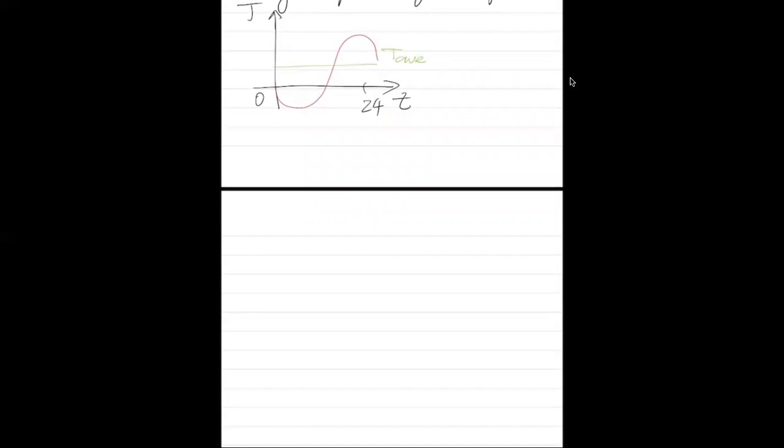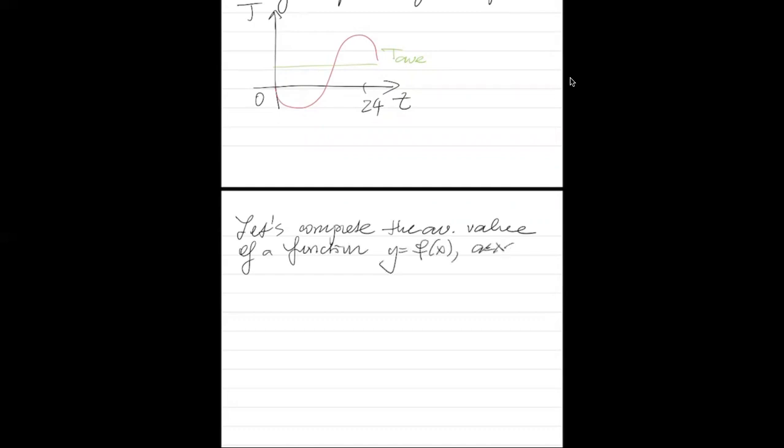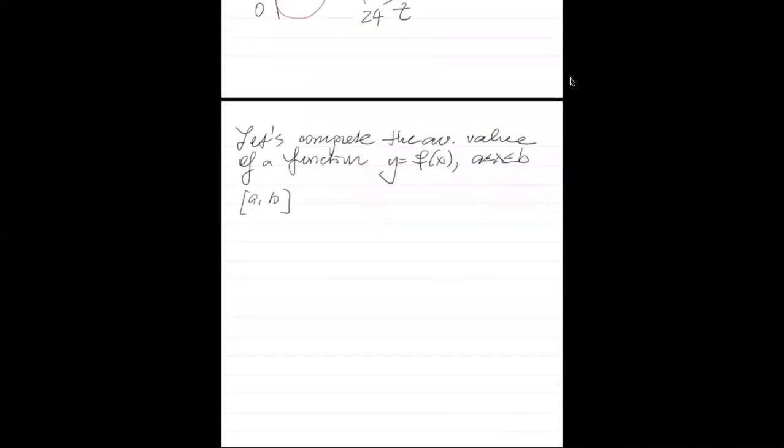So let's try to compute the average value of a function y equals f of x, and x is from a to b, in our case from 0 to 24 hours. So we take the interval from a to b and we divide it in n equal parts, or subintervals. Okay, so delta x, each subinterval, is the length b minus a divided by n, just like before.